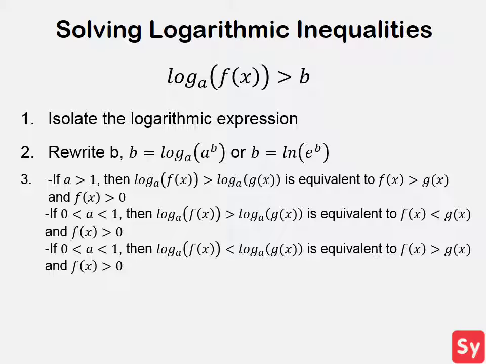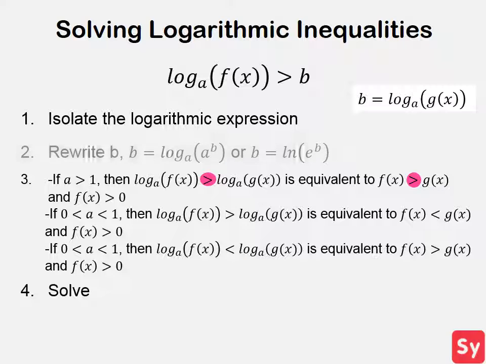Next, based on the value of a and the inequality sign, we pick one of these rules. For when a is greater than 1, the following rule can be changed for any inequality sign between log base a of f of x and log base a of g of x. Just change the inequality sign between f of x and g of x to match. Our final step is to solve the inequality from step 3. If b in the original inequality is already written in logarithmic form with base a, we skip step 2 and move on to step 3.